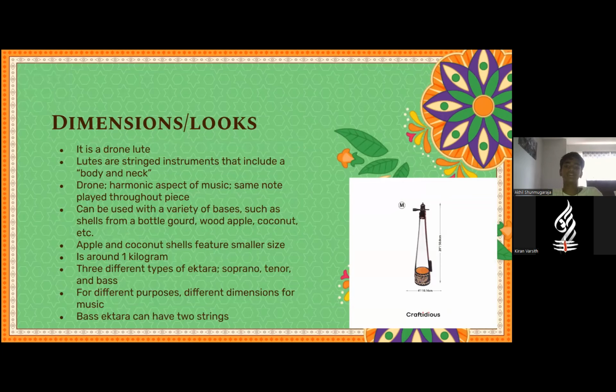For example, you can make an Ektara base from a bottle gourd, a wood apple, a coconut, etc. For the weight, if you use an apple or coconut shell, it's around 1 kilogram, and it's one of the smaller sizes of the Ektara. To be exact, there are three different types of Ektara: the soprano, the tenor, and the bass. They're each designed for different purposes, and they give your piece a different dimension. A basic Ektara can have two strings, which is contrary to the whole one string purpose behind it.